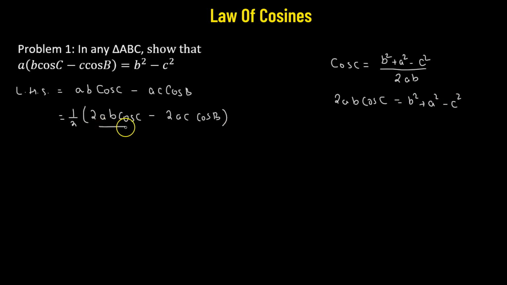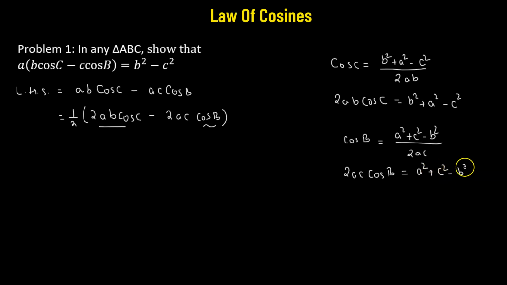So we're going to use this in place of 2ab cosine C. Similarly, we can also define cosine of B. So cosine of B equals a squared plus c squared minus b squared over 2ac. So let's cross multiply it. So we get 2 times ac times cosine B, which equals a squared plus c squared minus b squared.